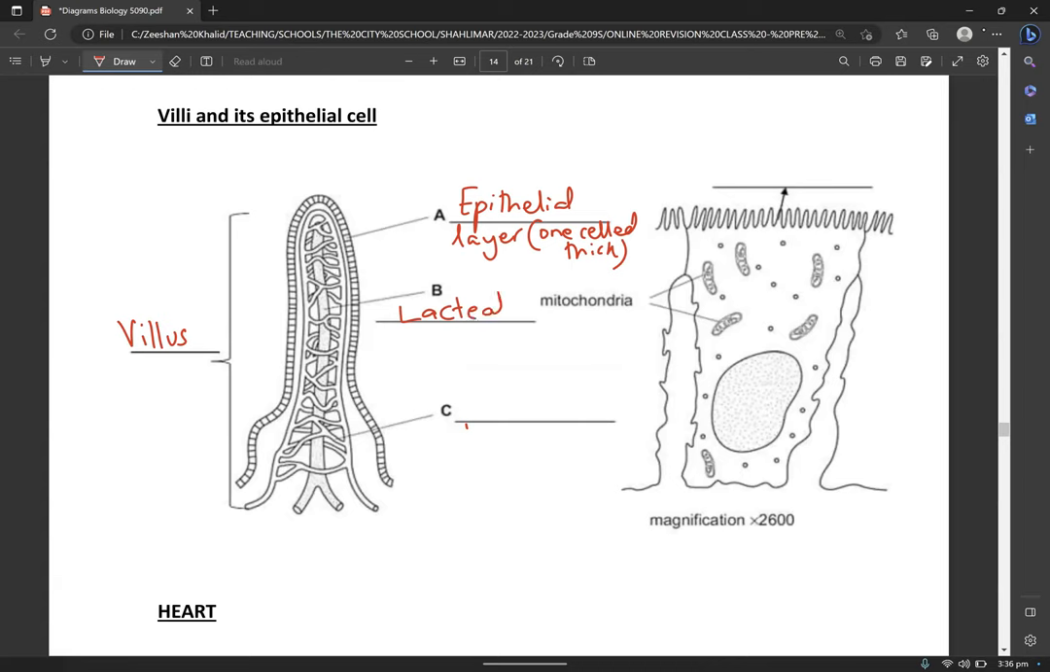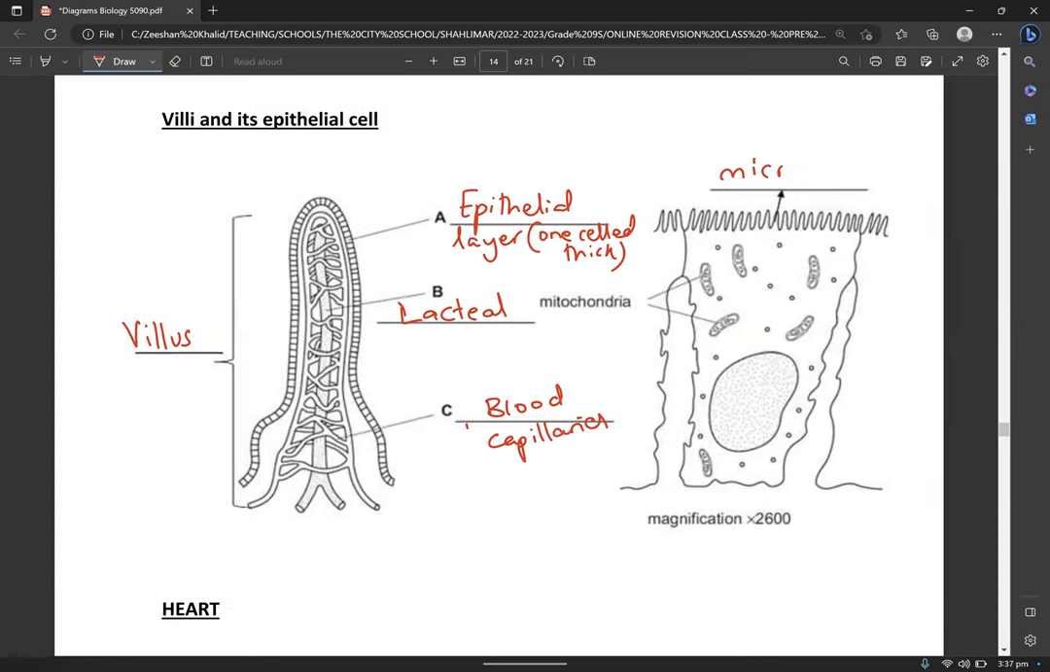Yahan pe fatty acids aur glycerol absorb hote hain. Aur of course these are blood capillaries. Specifically likhe kaun si hai, artery vein capillary hai basically. Acha, phir ye ek epithelial cell ko unhone magnify kiya hua hai, iske upar jo choti si projections hain unko hum kehte hain microvilli. They are known as the microvilli. Okay, they are known as the microvilli.